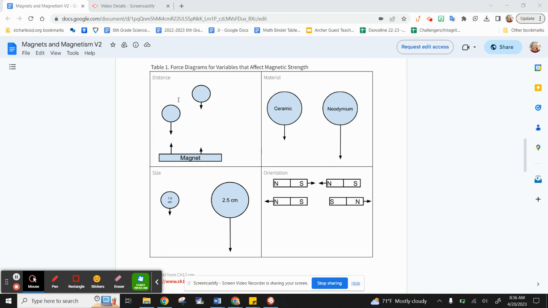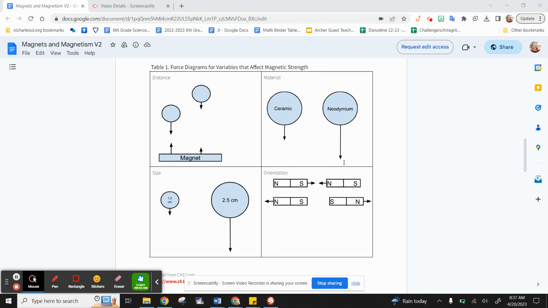So if you look at distance, it shows that there's a longer arrow here than over here. So the closer this object is to the magnet, the stronger the magnetic pull or force would be than on this object over here. Now, the material of the magnet also matters. Neodymium is more magnetic than ceramic. So that's why we see a force for both of them, but the neodymium is stronger. It's going to have more of a pull to a magnet than the ceramic would.